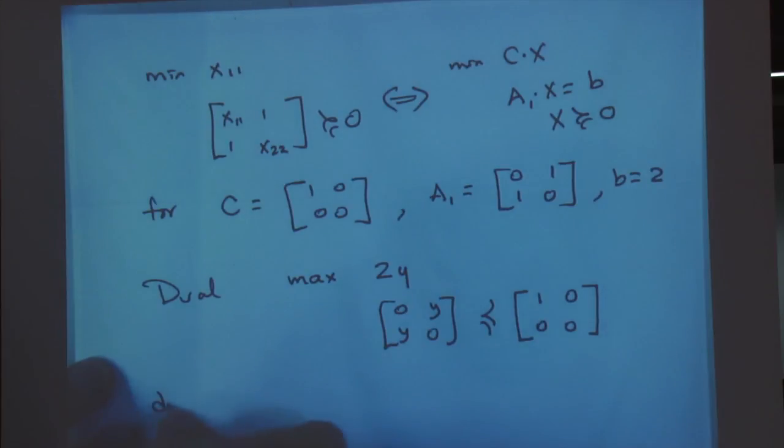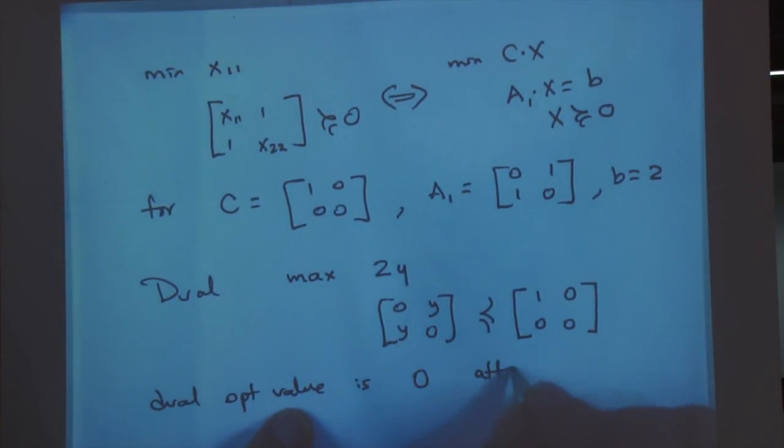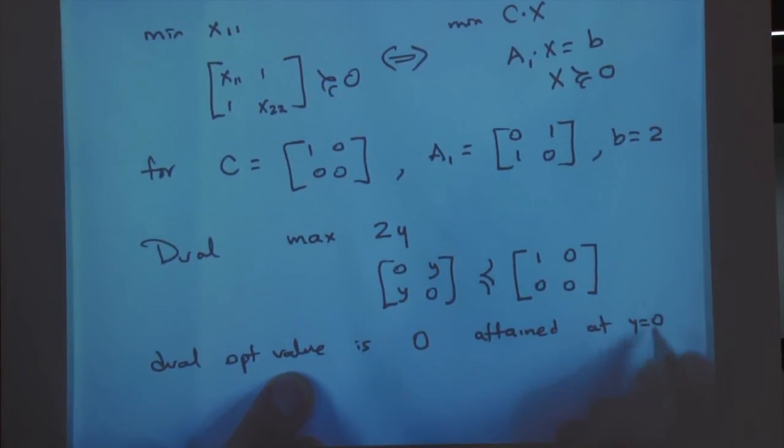So the dual optimal value is, if I want this constraint to hold, again, by thinking in terms of the determinant, you realize that y has to be 0. So the optimal value is 0, attained at y equal to 0.